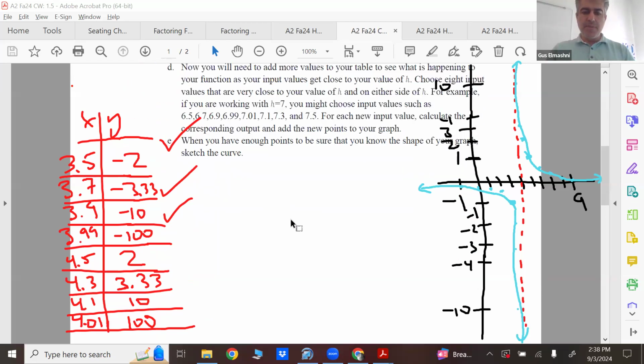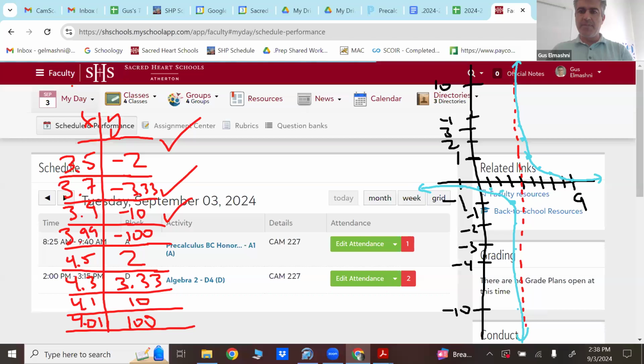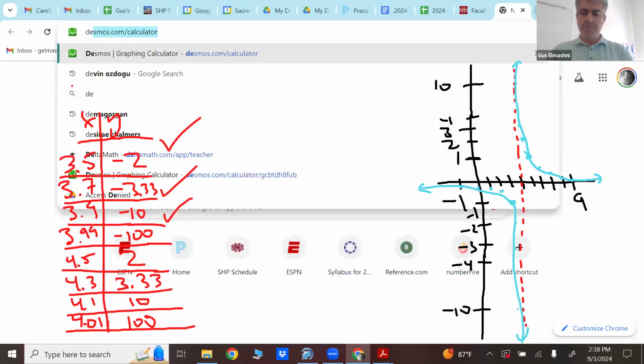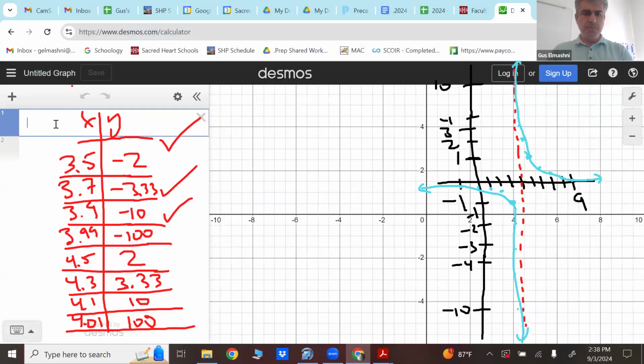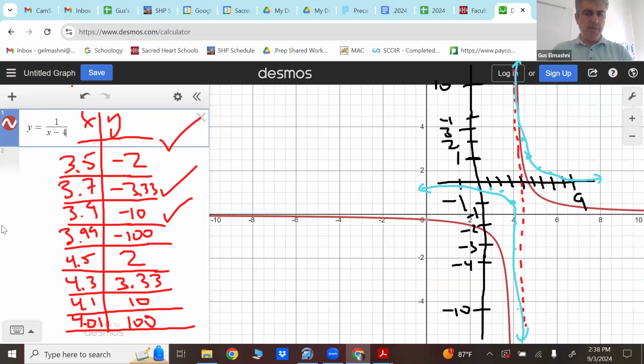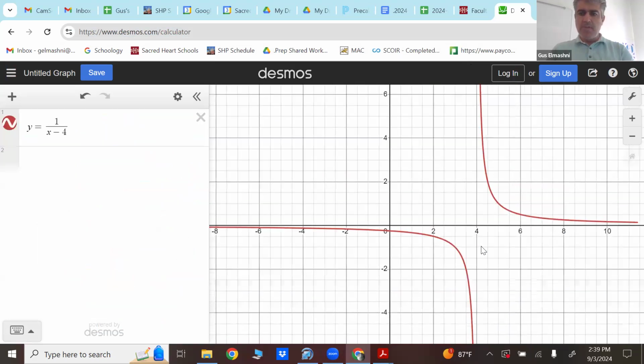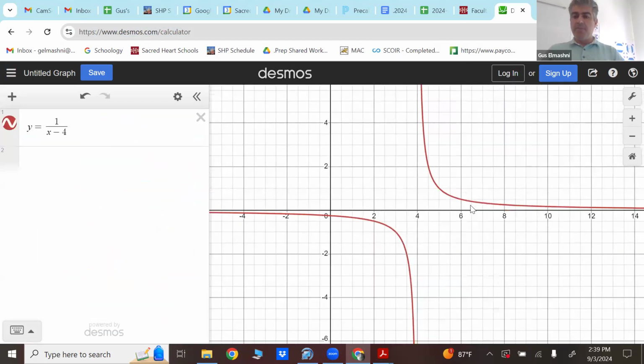So let's go to Desmos really quickly to make sense of all this. Y equals 1 over x minus 4. Let me clear. So we see the same thing, right? See how that gets closer to 0 on this side? Close to 0 on this side? But when you get close to 4, as I shoot up, notice how y gets really high or y gets really negative, right?